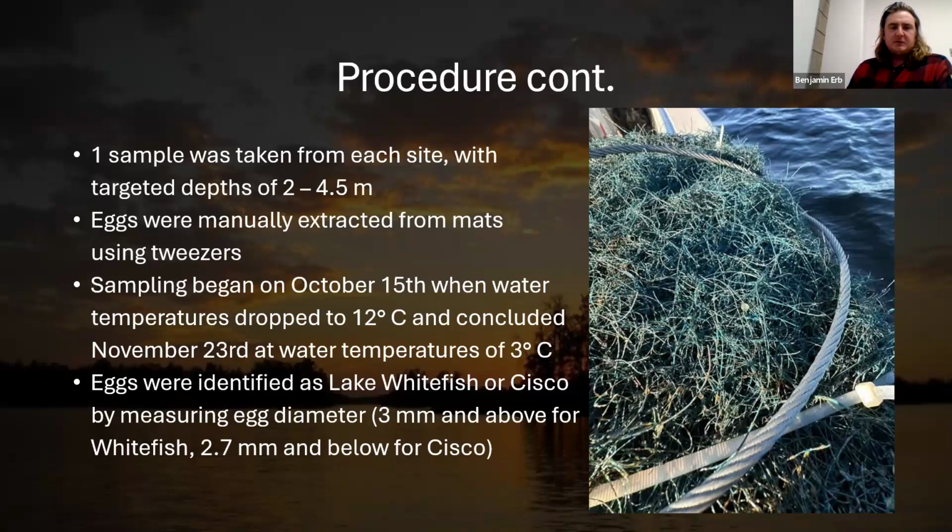Our sampling began on October 15th when water temperatures dropped to 12 degrees Celsius and concluded on November 23rd when water temps hit 3 degrees Celsius. One of the big concerns with this field sampling season is differentiating between whitefish and Cisco eggs, because they spawn around the same time and over similar habitat. The metric we used was egg diameter, and if an egg was over 3 millimeters in diameter, that was our cutoff for whitefish, and 2.7 millimeters and below was a Cisco egg, and anything in between we'll have genetically confirmed.